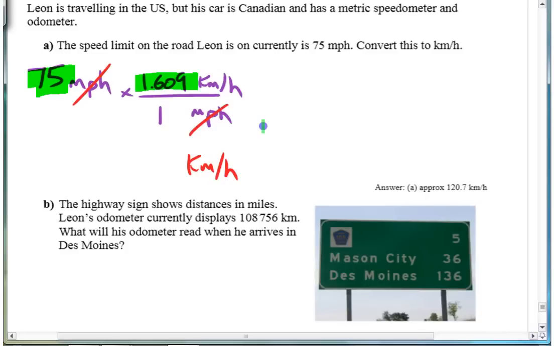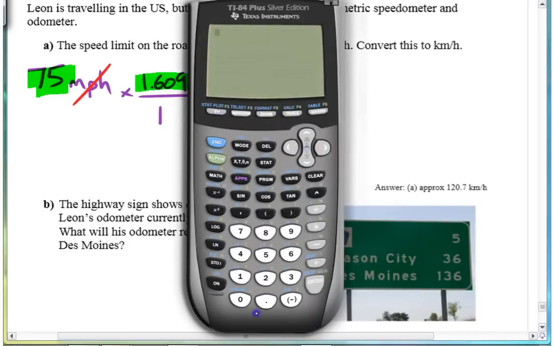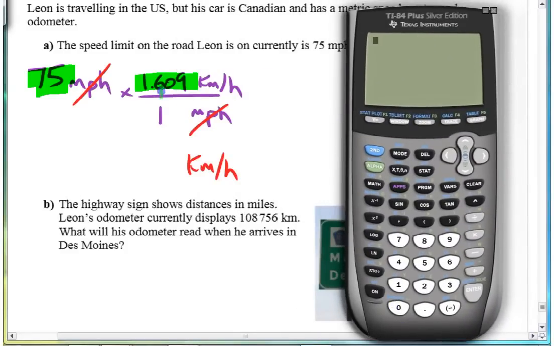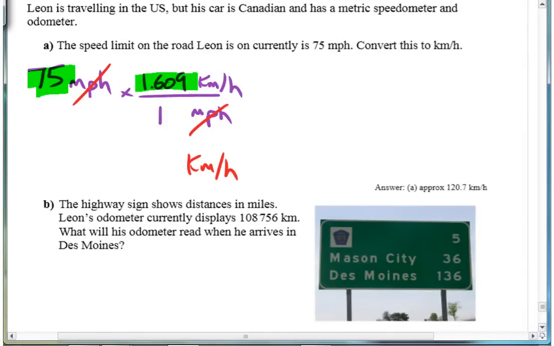So if you do that, then just go to your calculator. If you were doing this in your head, you'd just use 1.6, but since we have the calculator, let's use the full number. 1.609, 75, right? Roughly 120.7, let's call it. If you want the exact number, of course, you can put it down there. 120.675, or roughly 120.7 is probably how accurate we want it.